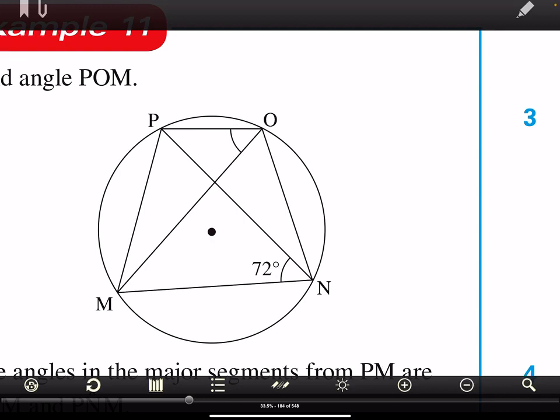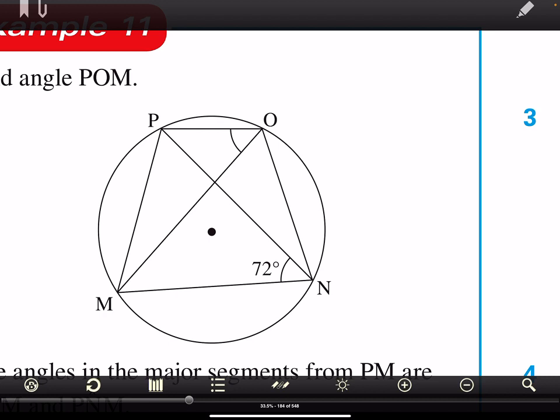As you remember, as I said before, they either place an O or a dot. That means the center. They place an O or a dot, so you know that's a center. Now, chord, chord, chord, and chord. They're all chords. You can say minor segment, major segment, minor segment, major segment, minor segment, major segment. All depends how you look at it.